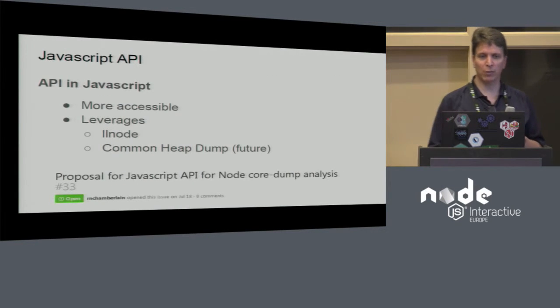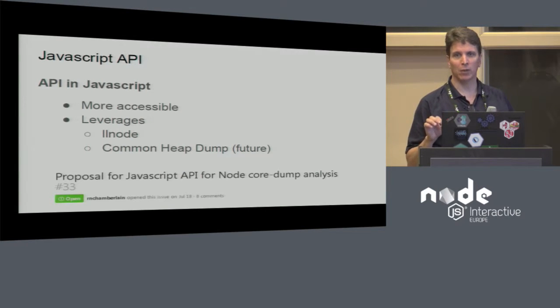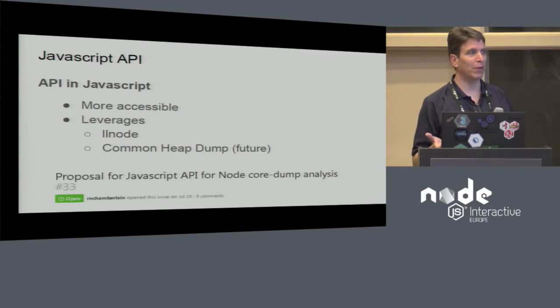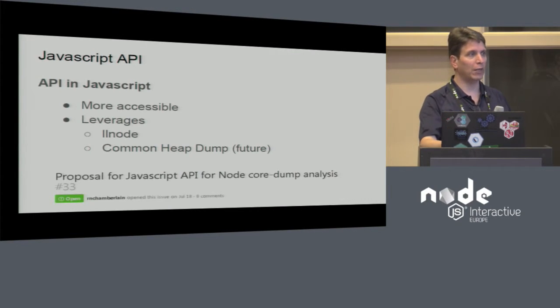In terms of the JavaScript API, the goal here is to make things more accessible. Today, if you want to extend the tools in postmortem, you have to do that in C and C++ code, which is a bit of a barrier to entry and speed of development for a lot of people in the community. So what we want is a JavaScript API that can either work off that common heap dump format or perhaps directly off of a core file.